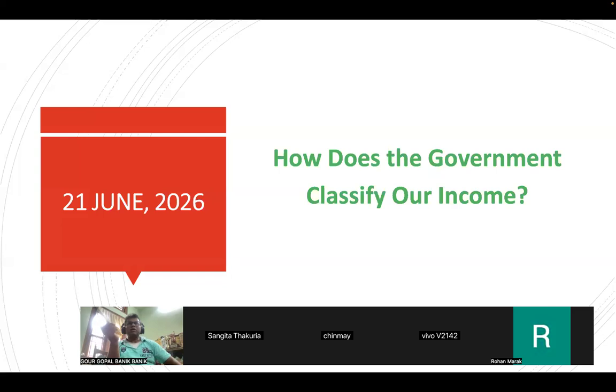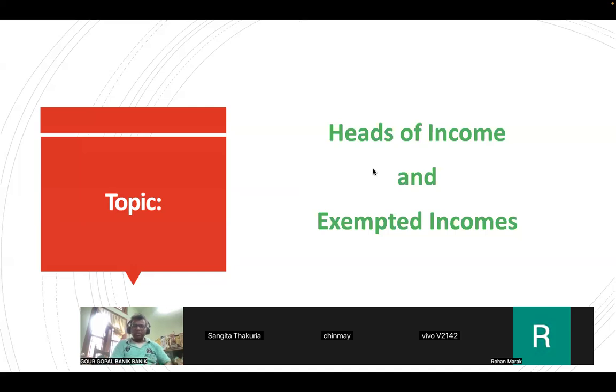Income may be coming from different sources. Now this income is classified by the government. So how does the government classify the income? That's our topic today. These are known as heads of income. So today's topic is heads of income and exempted income.